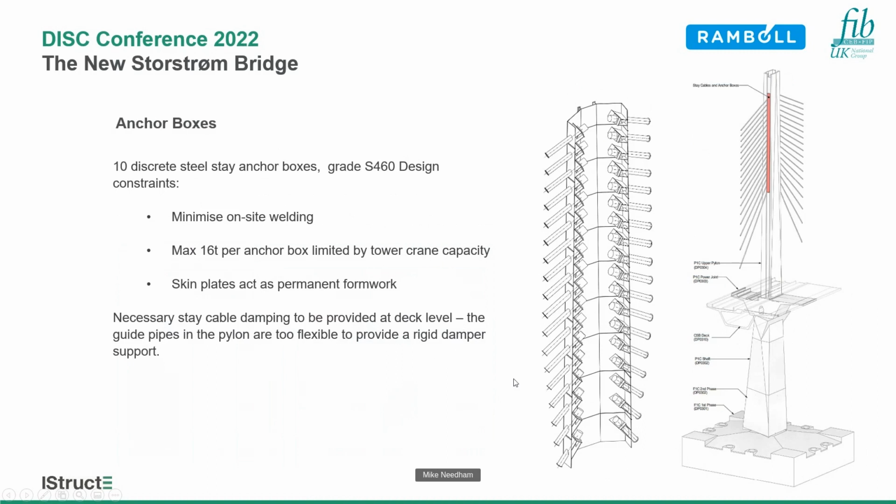The anchor boxes are formed from 10 discrete steel stay anchor boxes. Grade 460 was needed because of the various site constraints, notably that we could only lift 16 tons per anchor box because of the size of the tower cranes that were available. It was designed so that the skin plates can act as permanent formwork, and it can then transfer the forces into the concrete using shear studs that are on the back as you look at this diagram.